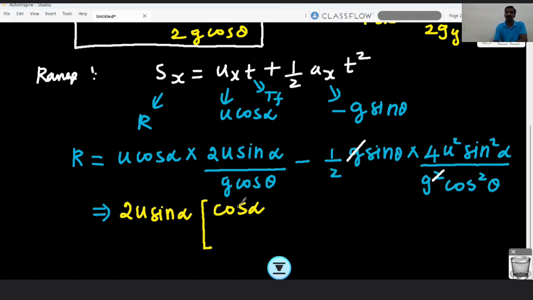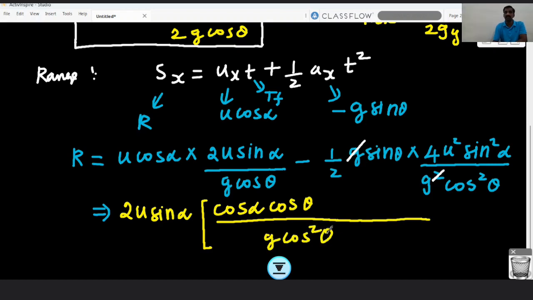So if you multiply, you will be getting cos theta divided by g cos square theta, because here we have multiplied, so the denominator will become cos square theta. Now in the numerator, since we have taken sin alpha outside, you'll be getting sin theta. So 2u we have taken outside, so these 2 and this 4 also we can cancel. Very good.